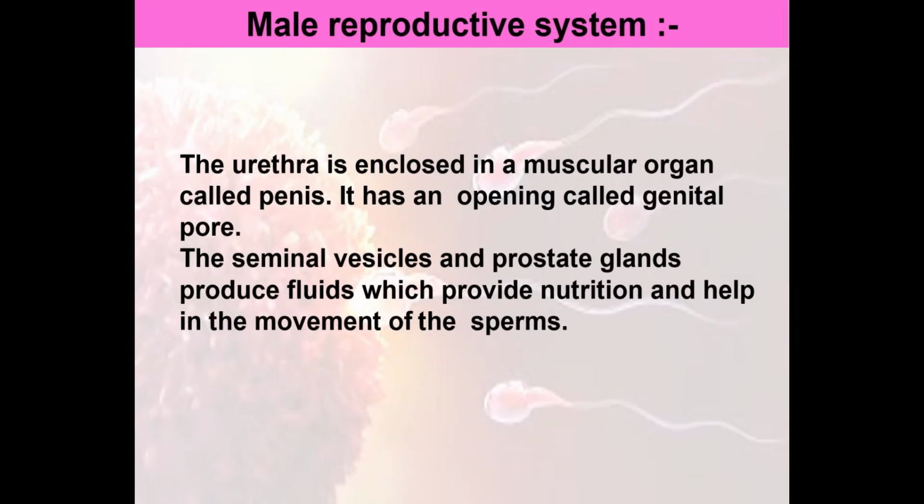There are certain accessory glands also which are required for the proper functioning of the gametes. These are seminal vesicles and prostate gland. Both of these glands produce fluids which provide nutrition. That is very important as a source of energy for the movement of the sperms.